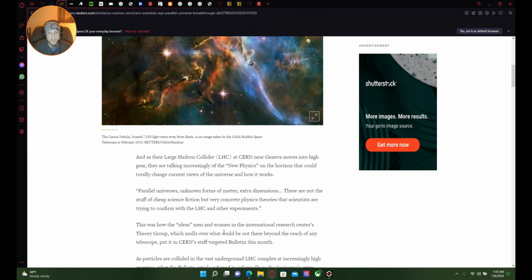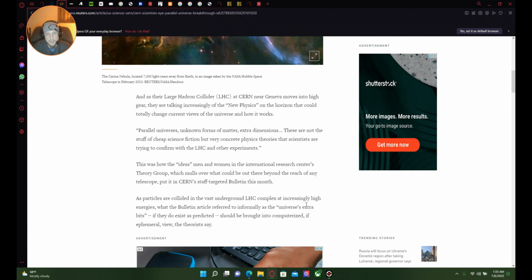This is how the ideas men and women in the International Research Center's theory group, which mulls over what could be out there beyond the reach of any telescope, put it in the CERN staff bulletin this month. As particles are collided in the vast underground LHC complex at increasingly high energies, what the bulletin article refers to informally as the universe's extra bits, if they do exist as predicted, should be brought into view, if ephemeral, whatever that means, the theories say. So they're looking at extra dimensions, dark matter, unknown forms of matter, right?